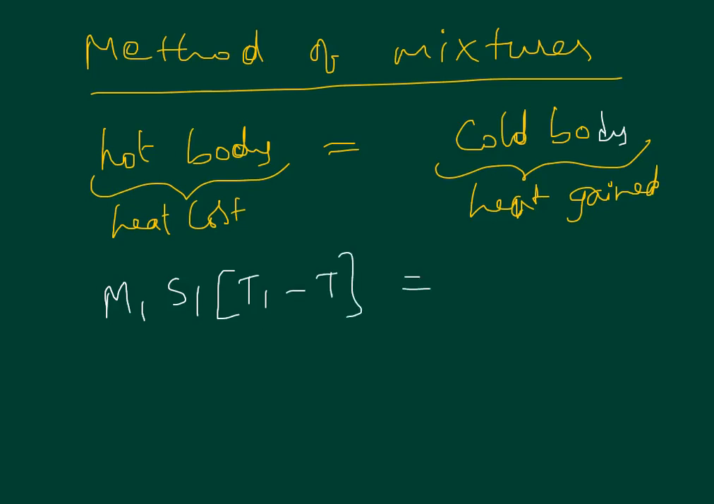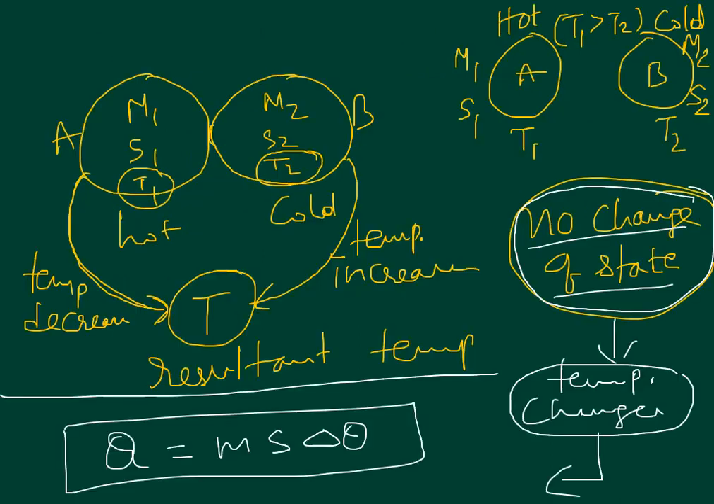Now suppose you observe the cold body. What is the phenomenon we can observe? For the cold body, initially M2, next S2, then we got the temperature as T2, so M2 S2 T2. Now the temperature from T2 was increased to T. So there is an increase in temperature from what temperature to what temperature? T2 to T. So T is the high temperature, T2 is the low temperature.